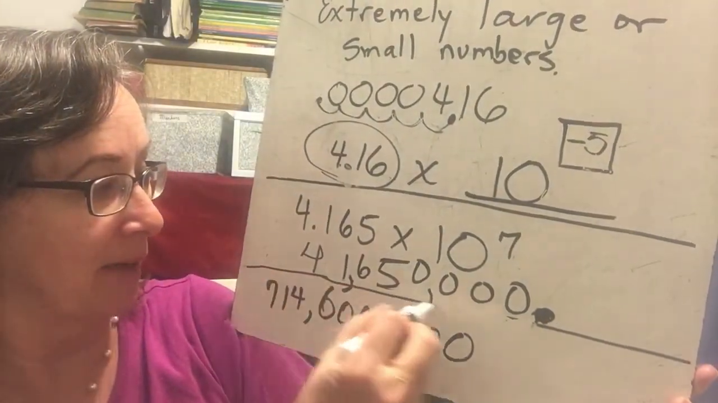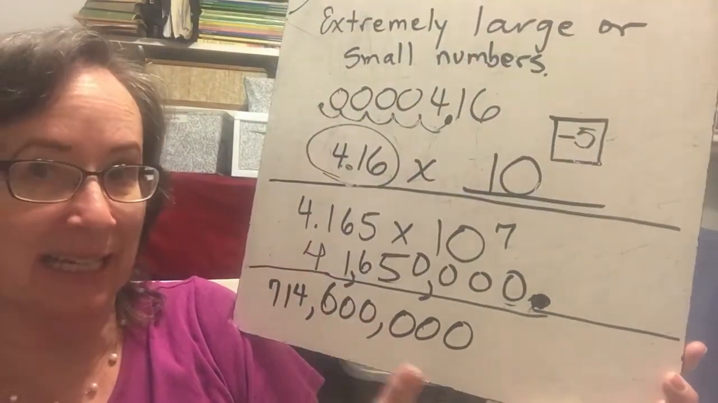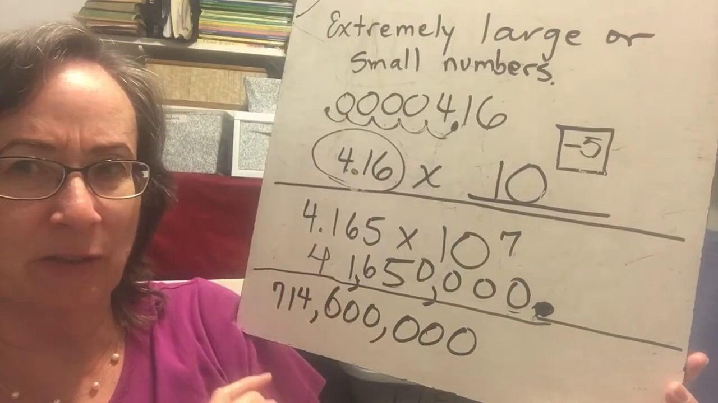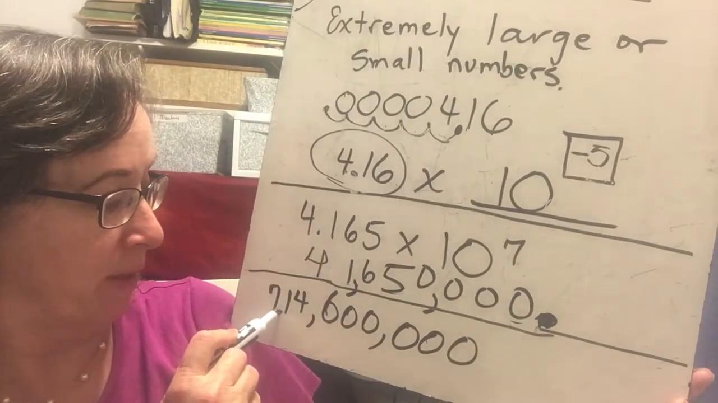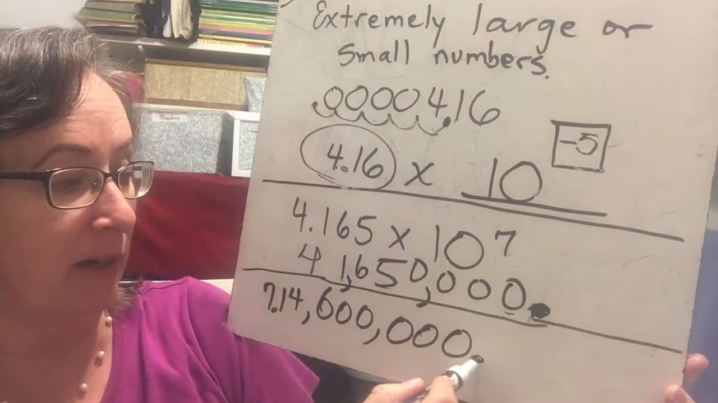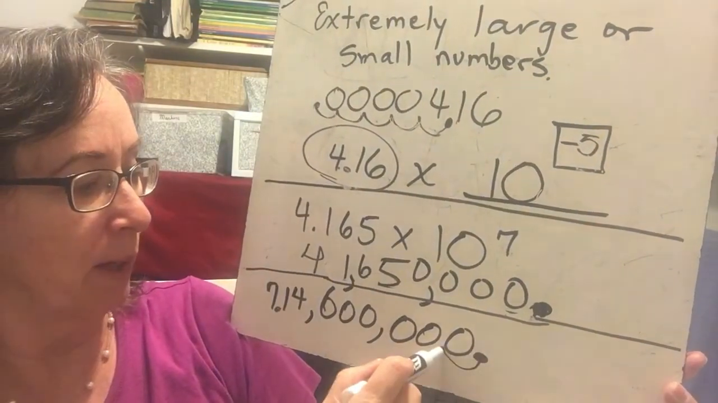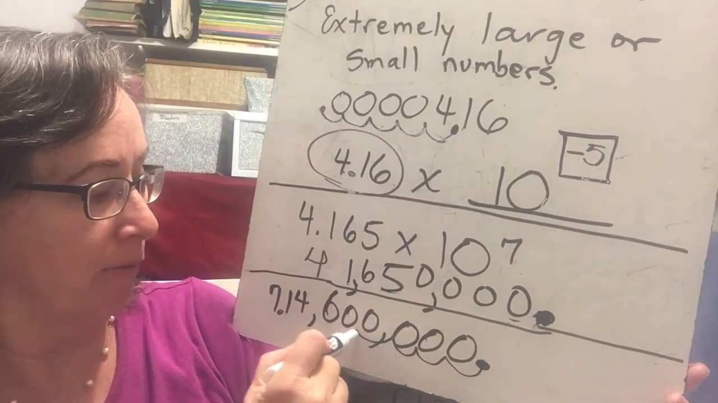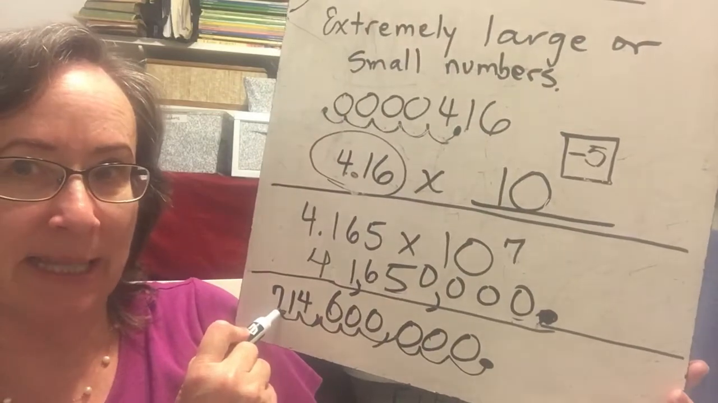Let me close that one off there. Okay, so this one is in standard. We want scientific. We want to do without all those decimals. So we're going to go right there with our decimal. Right now it's here. In the real number, it's here. How many places do we move it? 1, 2, 3, 4, 5, 6, 7, 8 spaces.